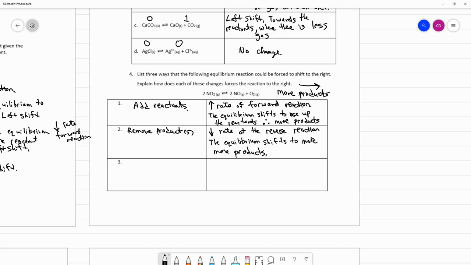Okay, notice here, if we look at how much gas we have, there are 2 molecules of gas on the reactant side, and there are 3 molecules of gas on the product side. So if we can decrease the volume, which would increase the pressure. Sorry, I got that backward, you guys. I want to increase the volume, which would decrease the pressure.